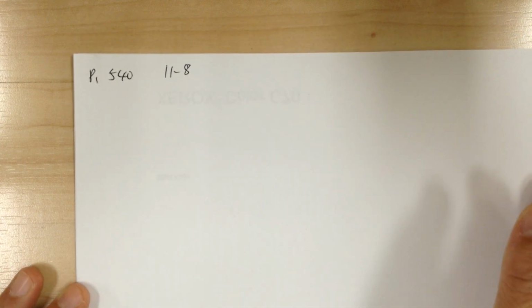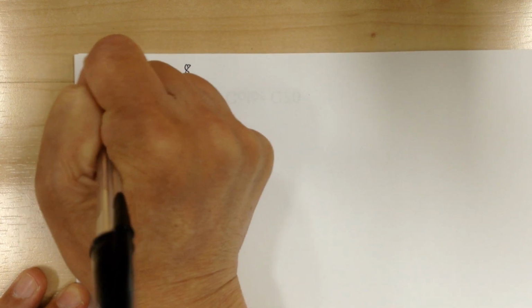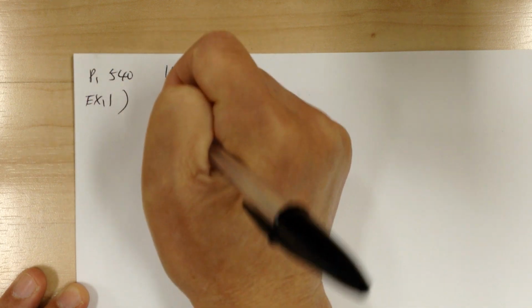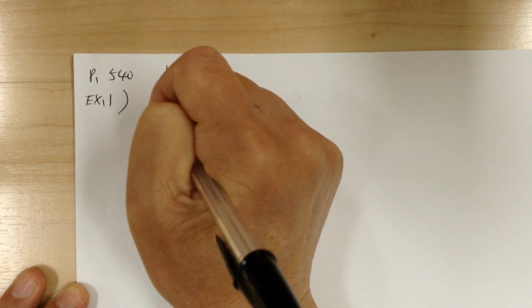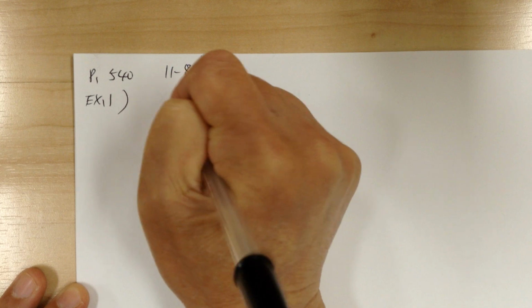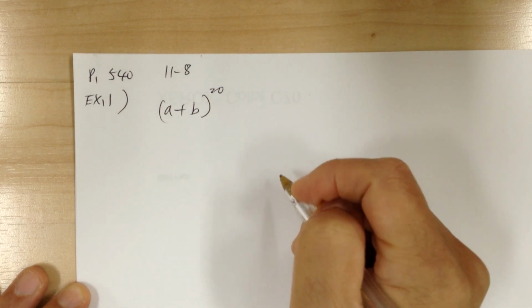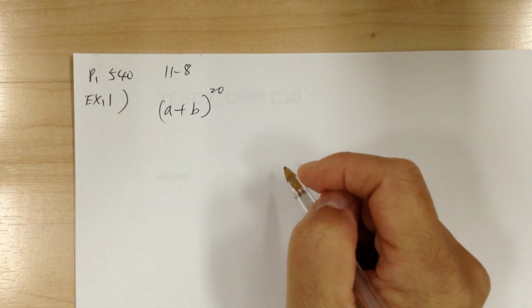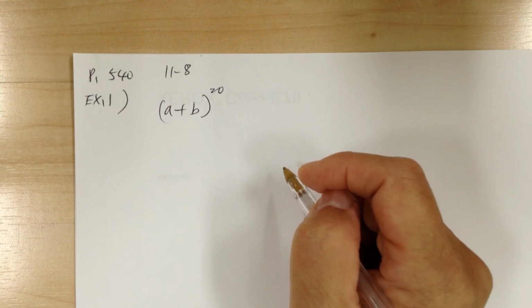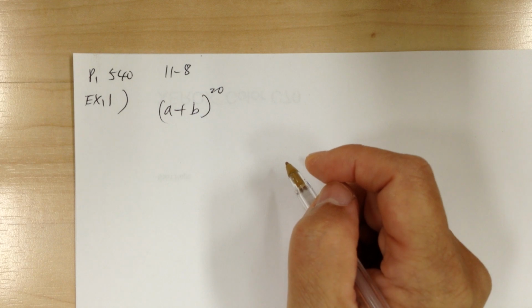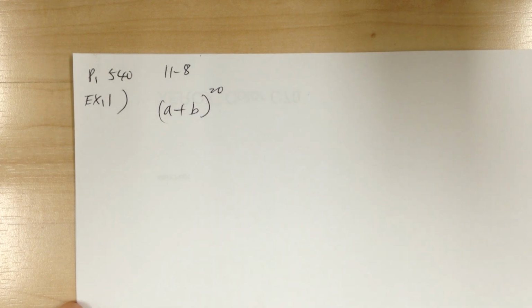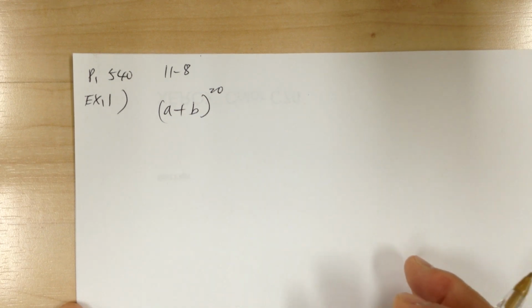So let's go to example 1. I'm going to modify it a little bit. If you have a plus b to the 20th power, over here they give you the first 4 terms, and you want to get the next 2 terms, so you have 6 terms. But I'm going to go over how you get the first 4 terms.